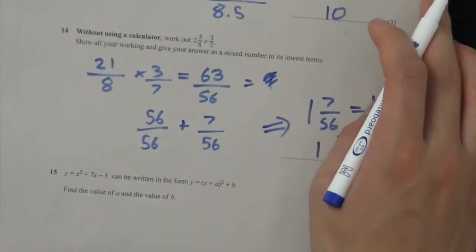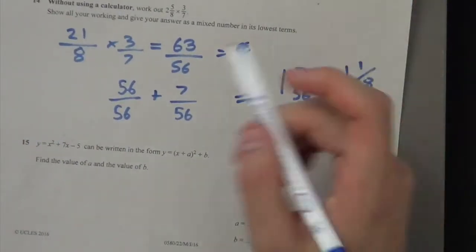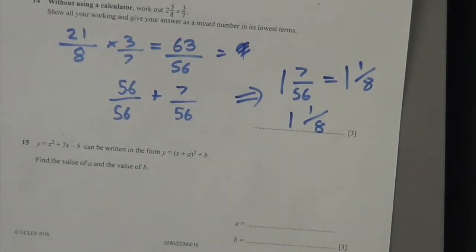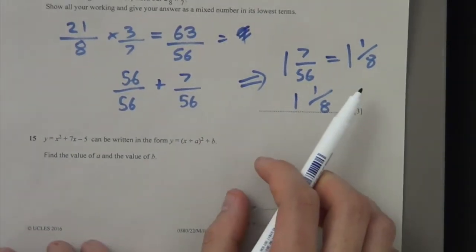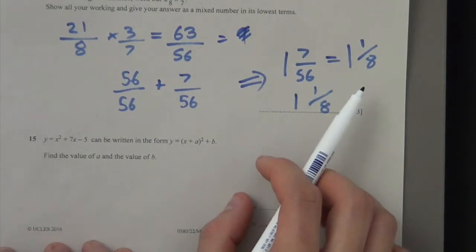Right, next question. It says, y equals x squared plus 7x minus 5 can be written in the form y equals (x plus a) squared plus b. Find the value of a and the value of b. I'm actually going to use what we call the completing the square method to solve this question. So how do I do that?